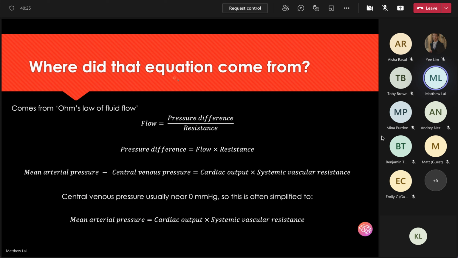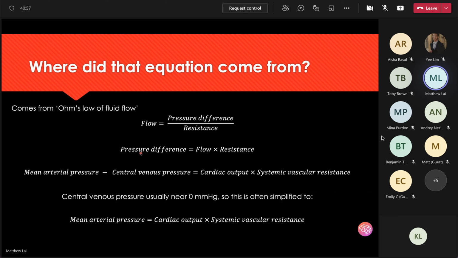So, where does that blood pressure equation that I mentioned previously come from? It comes from what's known as Ohm's law of fluid flow. If we remember I equals V over R from high school physics, similar concept: blood flow, or flow through any system, is equal to the pressure difference across that system over the resistance of the system. So we rearrange this equation. The pressure difference across the system is equal to the flow times the resistance.